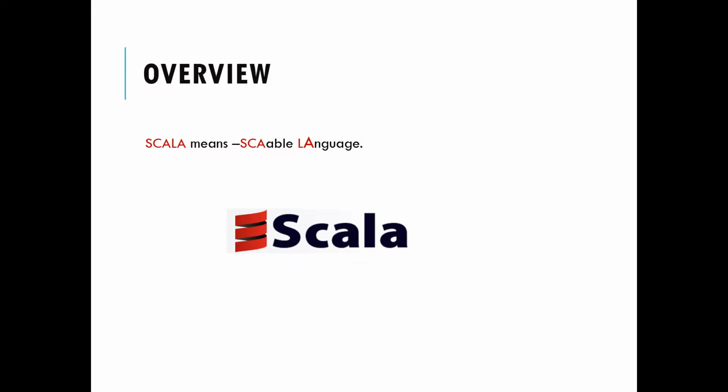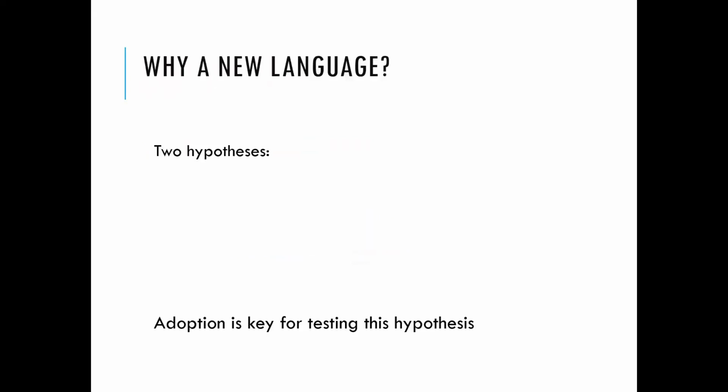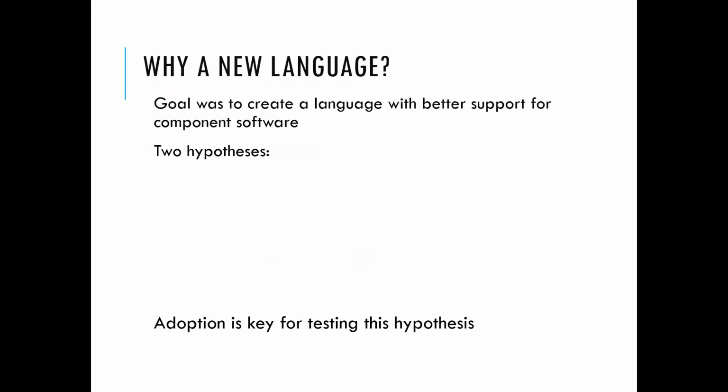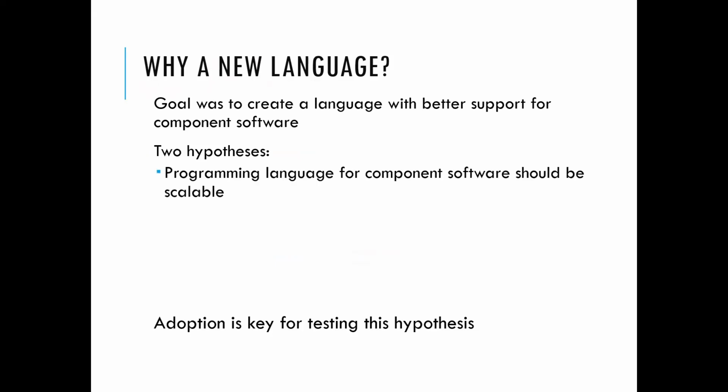The two hypotheses which you have seen. Number one was to create a language which can better support component software. And we need to find a language which is very compatible to be scalable. Remember, we have learned in our first class something called scale up. We have to scale up, right? We have to scale either horizontally or vertically.